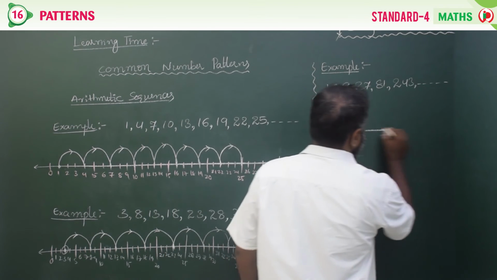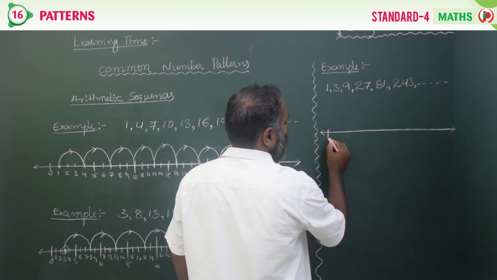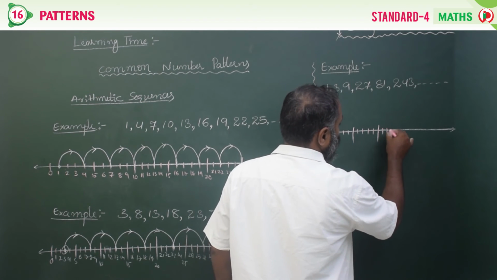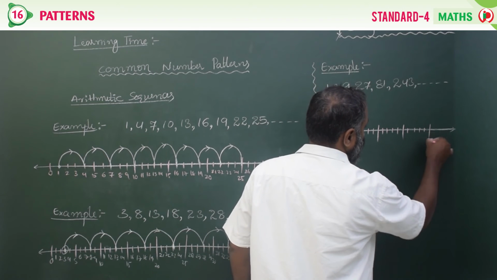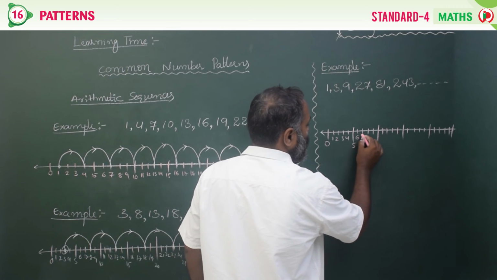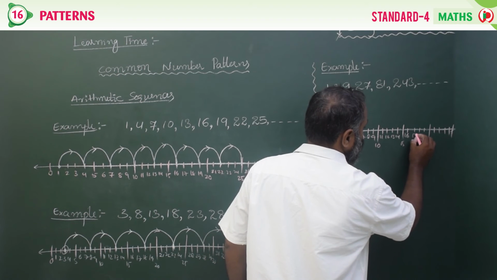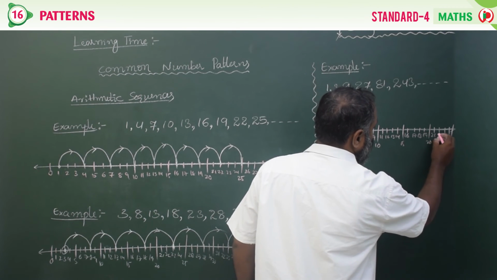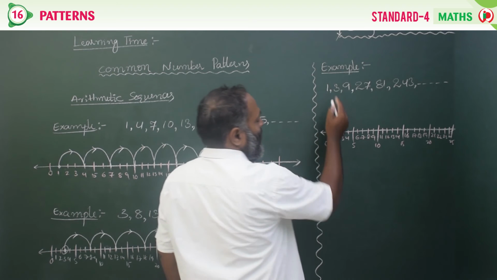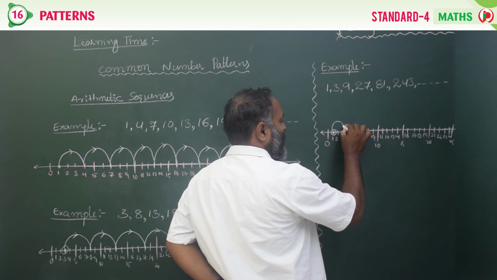See here. First, in the number system, note down how the series is. 0, 1, 2, 3, 4, 5, 6, and so on up to 25. This sequence will continue. According to the series, the first one is 1. The next one is, if you multiply with 3, then you will get 3. Multiply with 3.